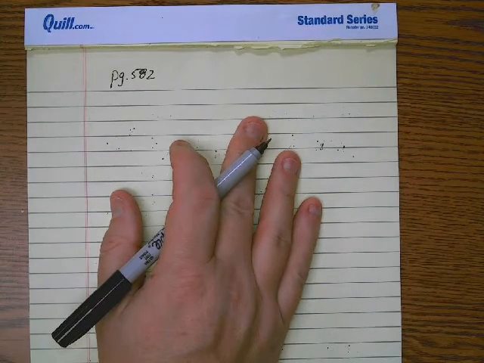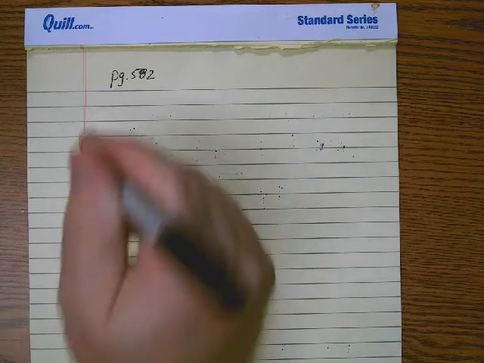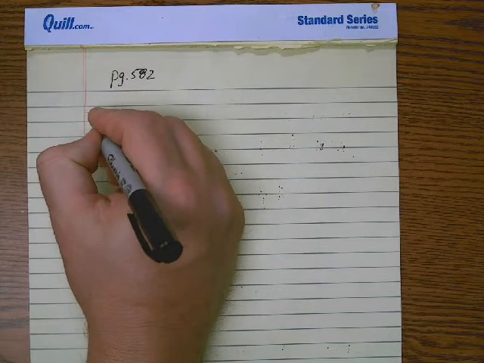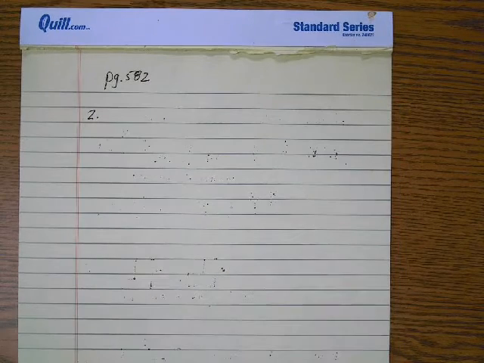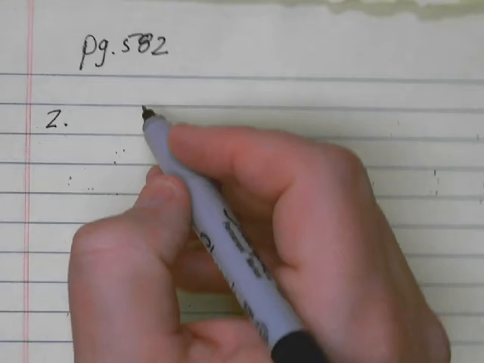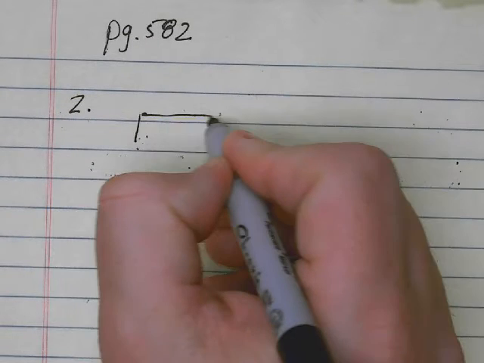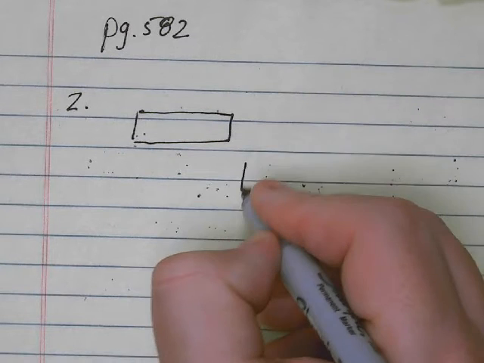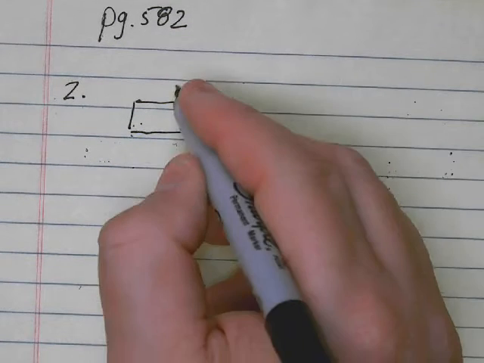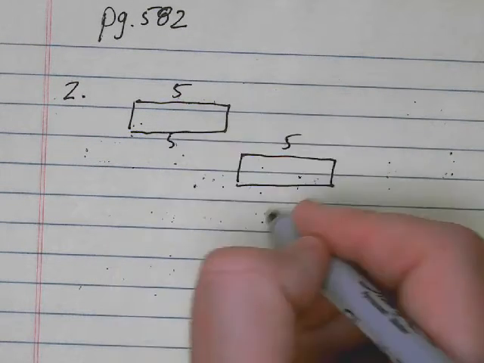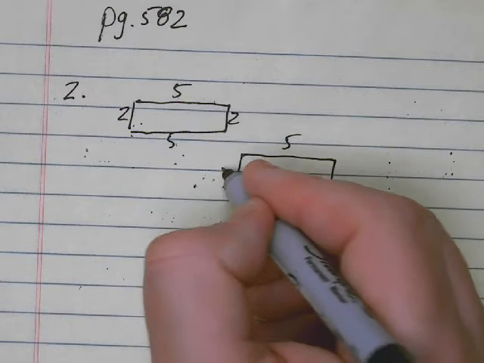All right. So page 582, and let's take a look at number 2 on page 582. When you look at that, it gives a picture of rectangles. Do you say that they're the exact same size? Looking at that picture, I'll do my best here and see if I can recreate a picture that has 2 rectangles. And we'll say the exact same size. So that means it's 5, 5, 5, 5, 2, 2, 2, and 2.